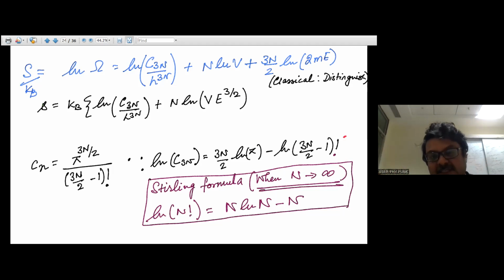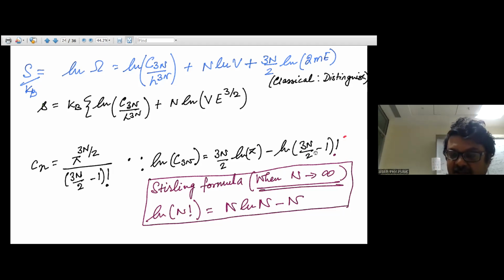Because our focus is statistical physics, not the derivation of where this comes from. That would be a separate discussion. It will deviate away. We'll just use this expression. Whenever n is large, we can use ln n factorial equal to n ln n minus n.